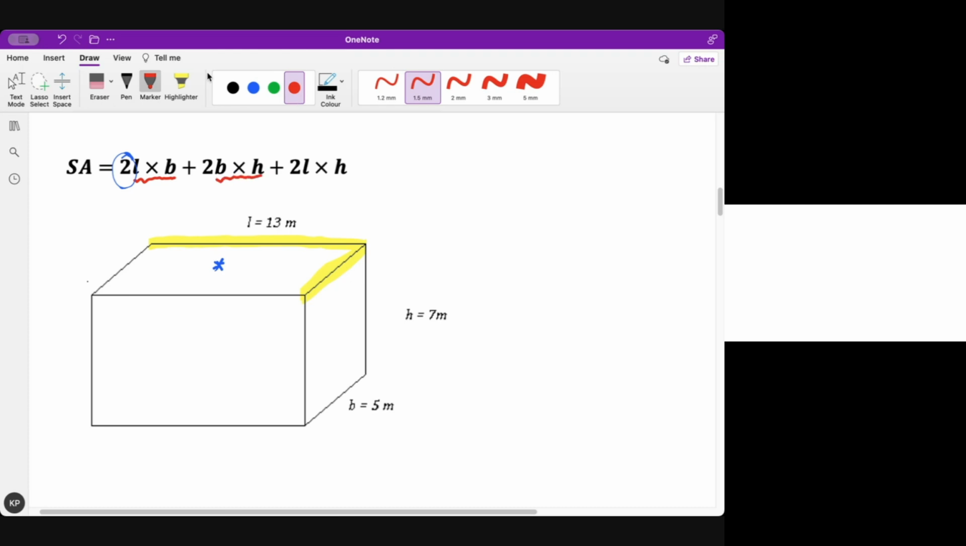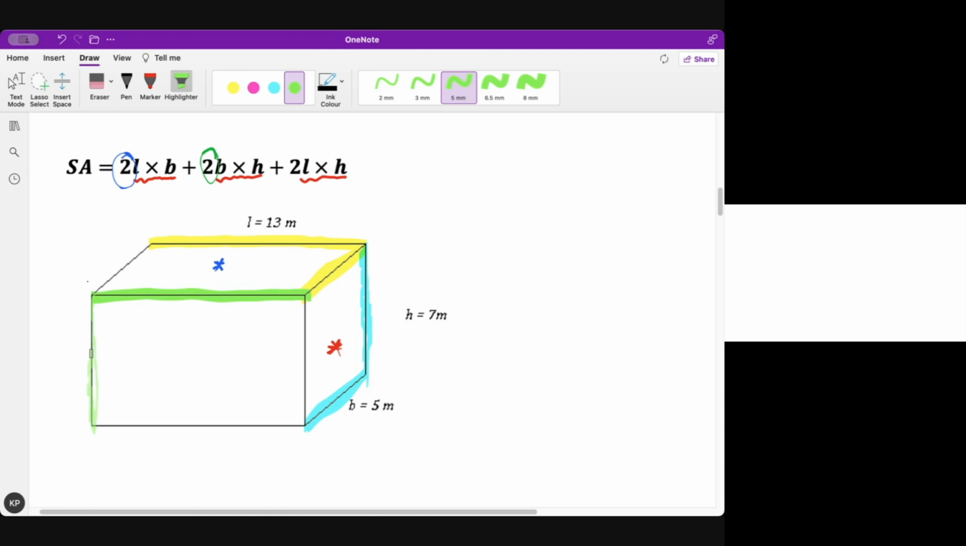breadth times height. Let's see which one that accounts for. Breadth times the height. So that accounts for the two rectangles on your side. It's these ones. It would be the one on the right-hand side and the one on the left-hand side. But again, there are two of them, which is why there is a 2 in front of that. And then finally, you have 2 times length times height. And if you look where length times height takes you, that will be the front one.